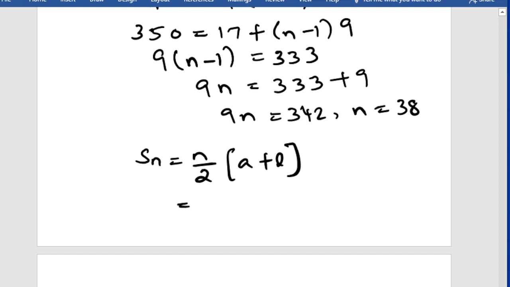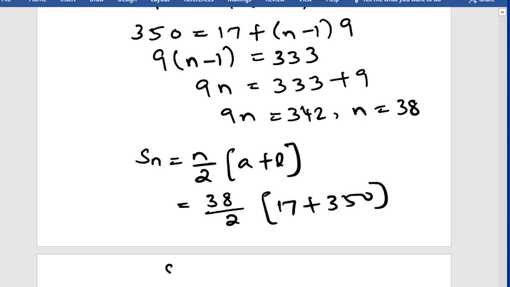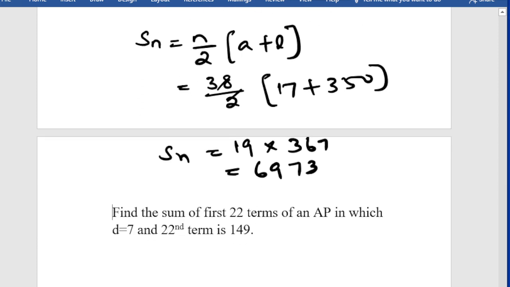Okay, substituting here n is 38 by 2 and a is 17 and the last term is 350. Simplifying this, we will get Sn as 19 into 367, which is 6973. 6973 is the sum of the sequence.